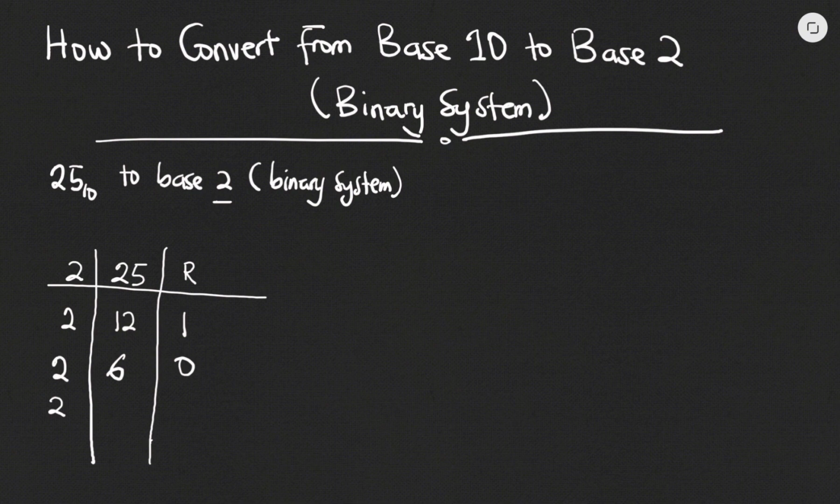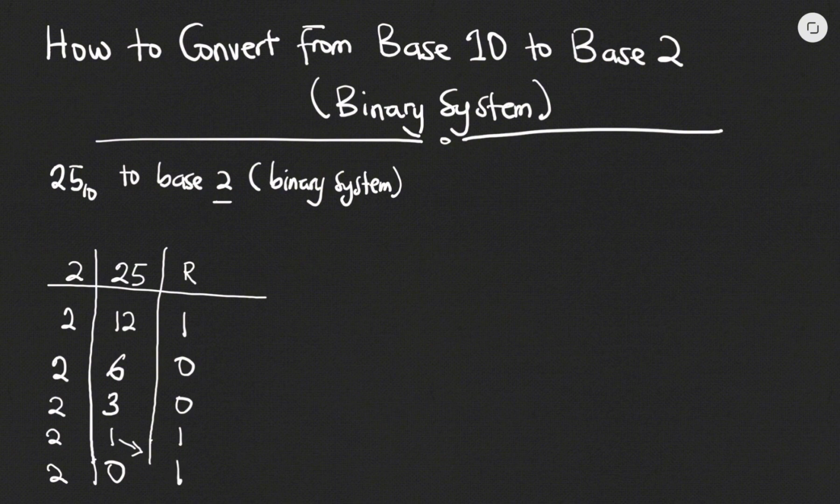How many times will 2 go into 6? It will go there 3 times, which is exactly 6. So we are left with 0. How many times will 2 go into 3? It will go in there once, which is 2. Remainder 1. And then how many times will 2 go into 1? It cannot go into 1. So we write down 0, and then we bring the 1 over here to the end.